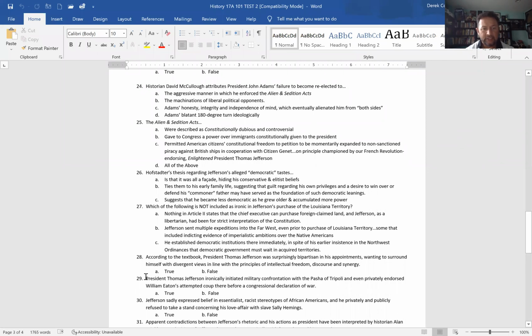And number 29 is found on number 4 as well. 28 deals with the textbook. Number 30, did he sadly express belief in essentialist, racist stereotypes of African Americans and privately and publicly refuse to take a stand concerning his love affair with his slave, Sally Hemings? Absolutely.